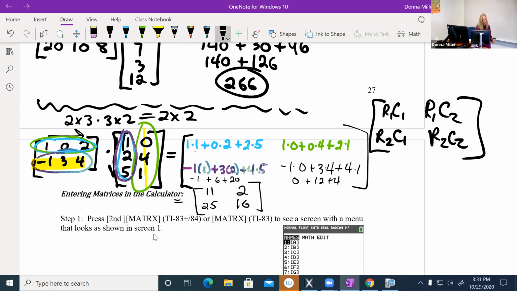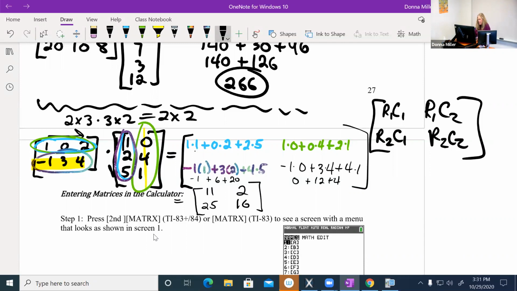So multiplying is not like adding and subtracting, which are easy. You just add the elements. But with multiplying, if you're going to do it by hand, you've got to do row, column, just go across. And the only time you really want to do that is when you're given variables. Now, let's talk about how to do it in the calculator.